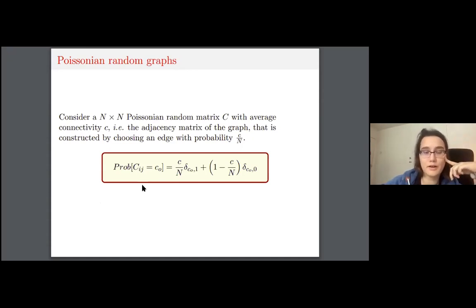5 over n independently. So on average, each vertex of the graph will have 5 neighbors. And we are studying the adjacency matrix of such a graph. It's a Hermitian matrix and it has real eigenvalues.